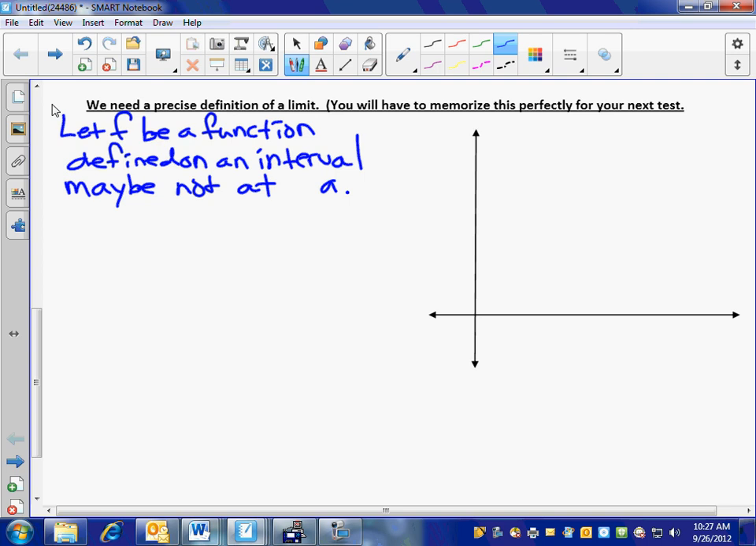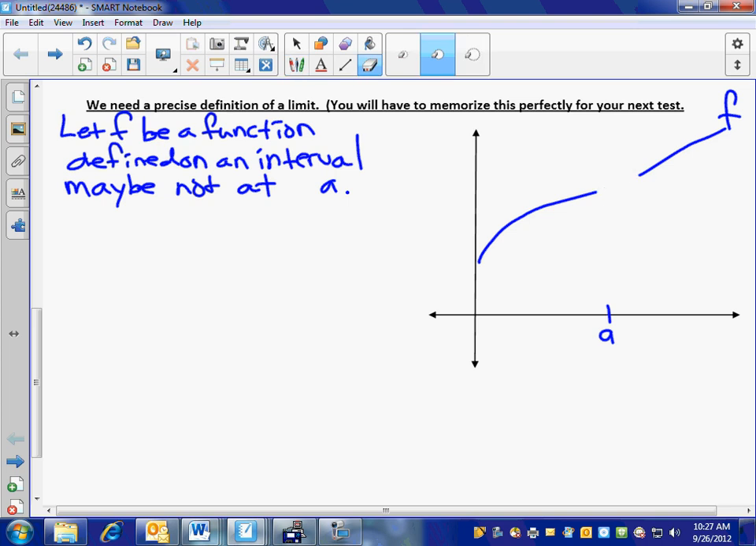So what should I draw at this point? Yeah, some type of line, curve, function. And maybe not at a, so I have to put a there as a point that might not be defined. So I could put an open circle there. Now, the song goes that then we have a limit.